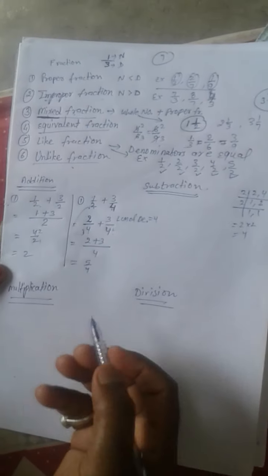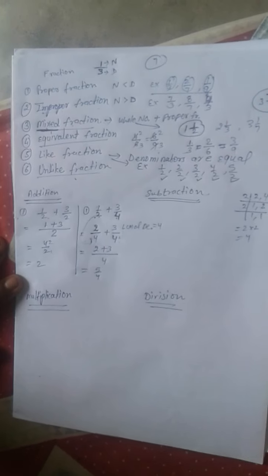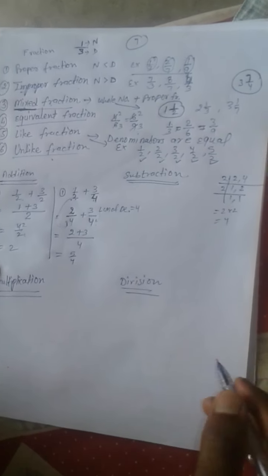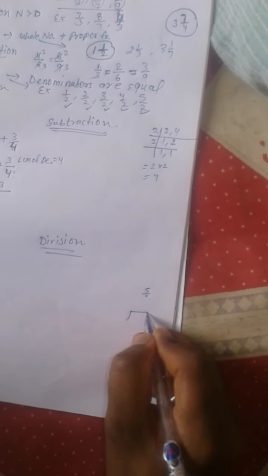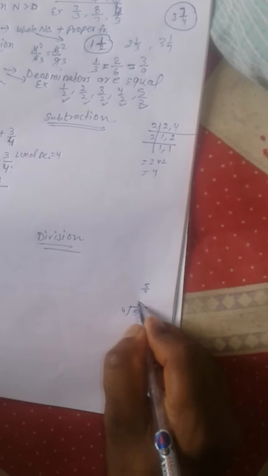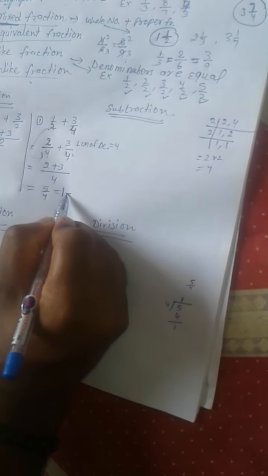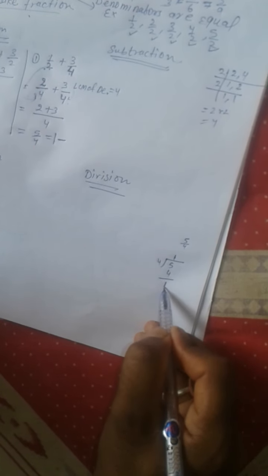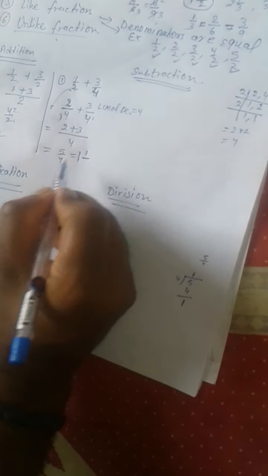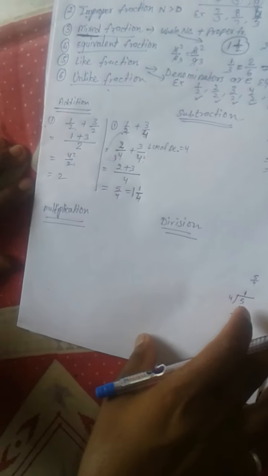Yes, remember this thing. If your answer is coming as an improper fraction, try to change it into a mixed fraction. How to change it? If you don't know, see here. If 5 by 4 is coming, we will divide 5 by 4. Four 1s are 4, 1 is the remainder. Whatever quotient you are getting, that will be the whole, so 1 whole. Remember, the quotient will be represented as the whole, whatever remainder is there will be the numerator, and the denominator is just like earlier.